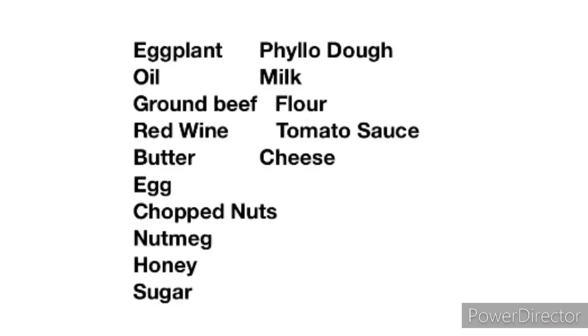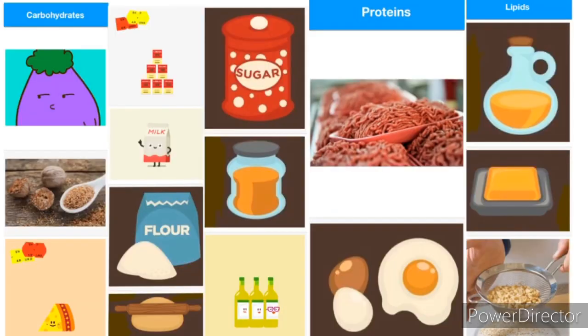Now, let's identify the biomolecules present. Here are the ingredients of Mousakka and baklava. As you can see, I mixed them all up so that it will be easier to identify. Under the column of carbohydrates: eggplant, nutmeg, cheese, tomato sauce, milk, all-purpose flour, phyllo dough, white sugar, honey, and red wine. Under the column of proteins: ground beef and egg. And last, under the column of lipids: olive oil, butter, and chopped nuts.